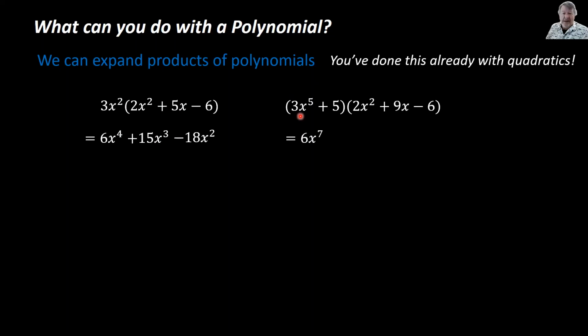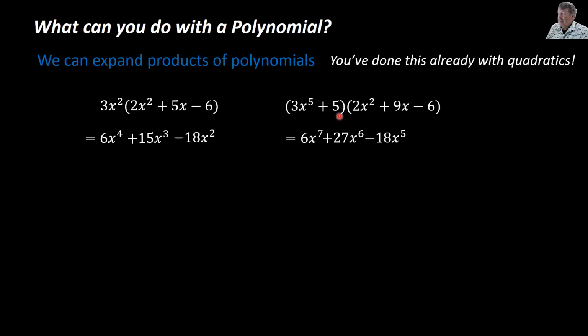Then we do the first times the second one. 3x to the 5 times 9x is 27x to the power of 6. Third one, see where it's going here? It's all the same thing. 3x to the power of 5 times negative 6. Now remember the negative. So 3 times negative 6 is negative 18. And then you just have x to the power of 5.